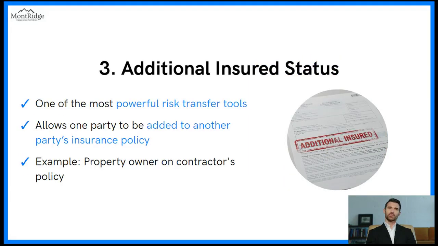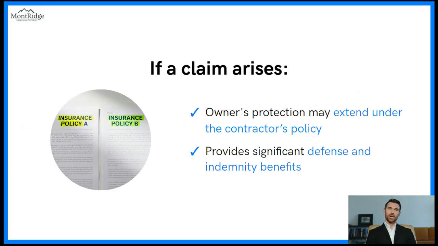Number 3, additional insured status. One of the most powerful risk transfer tools, it allows one party to be added to another party's insurance policy. Example: a property owner on a contractor's policy. If a claim arises, the owner's protection may extend under the contractor's policy, which provides significant defense and indemnity benefits.